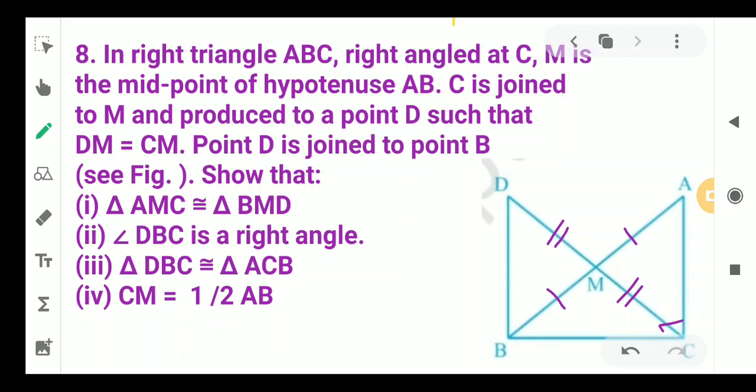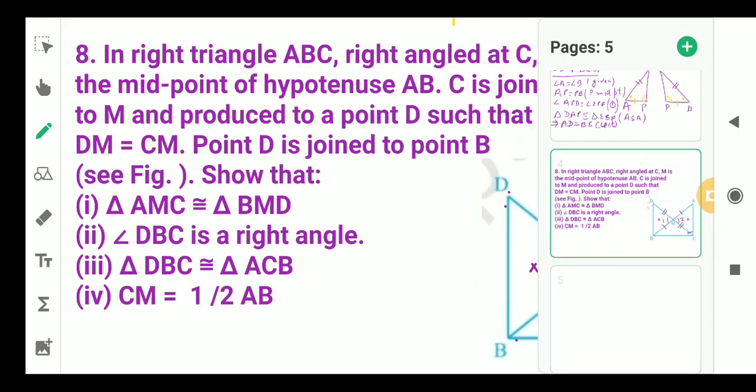Now what we have to show? Triangle AMC and triangle BMD. We have to prove them congruent. Now we can easily prove them. In these two triangles, DM equals CM is already given, AM equals MB is already given, and if we focus on these two angles, suppose this is 1 and this is 2, we can see angle 1 and angle 2 will also be equal because they are vertically opposite angles. So two line segments AB and DC are intersecting at M. So angle 1 equals angle 2. So we can write like this.